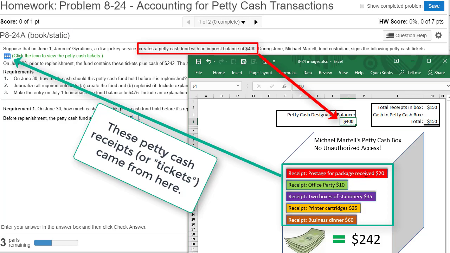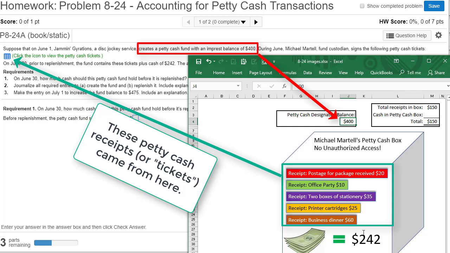Someone came to Michael and said, we need 20 bucks for postage. So Michael gives him the 20 bucks. He writes out the receipt. He puts the receipt in the box and gives that person the $20. And he's done that for several other receipts too.